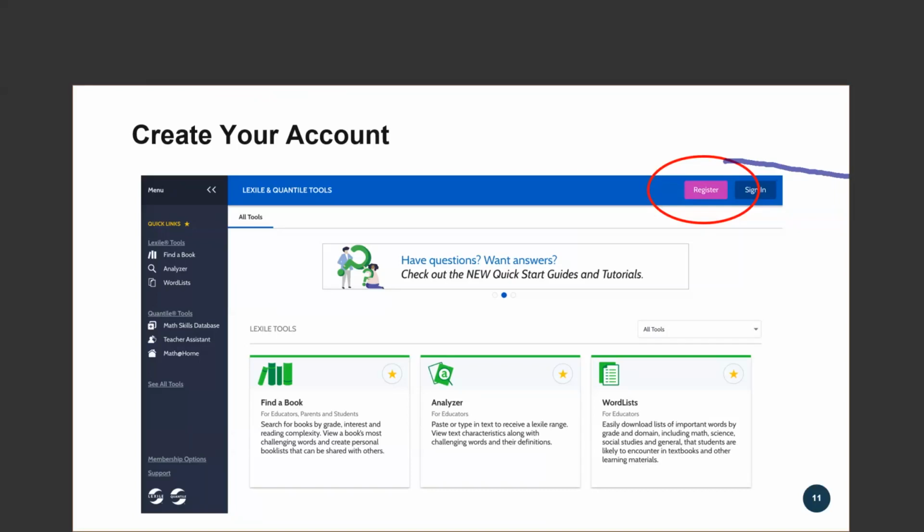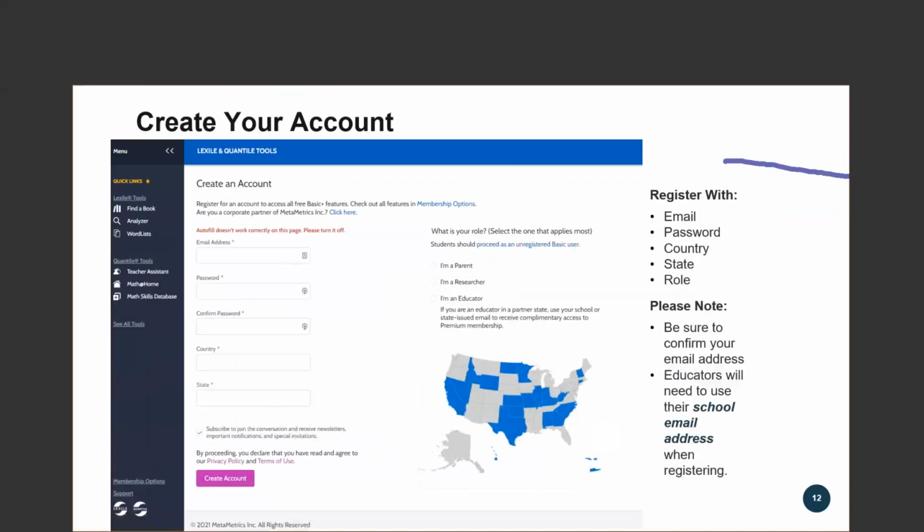So it's really important that when you register your account, and you see here, when you click on that purple register button, we're asking for some very simple information, but it's critically important that when you make that registration, that you use your school email address and that you identify yourself as an educator, because that's what allows MetaMetrics to validate you as an educator in North Carolina who gets complete bells and whistles, the full functionality at no cost to you.